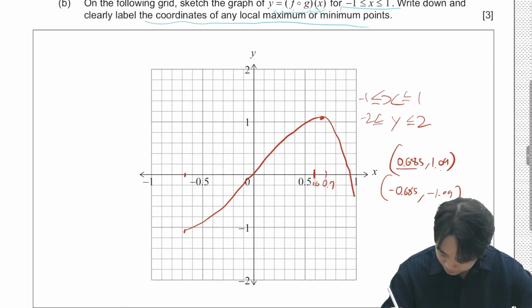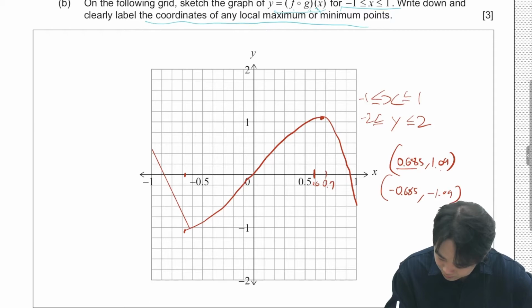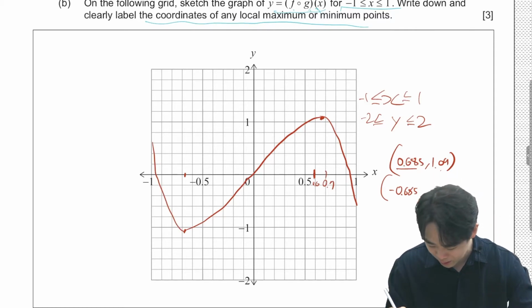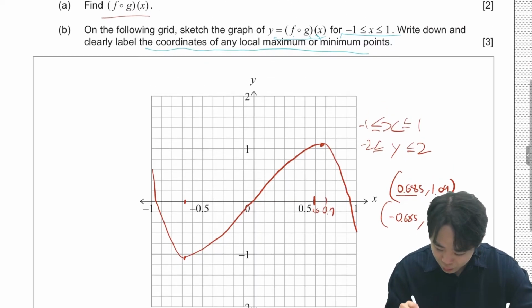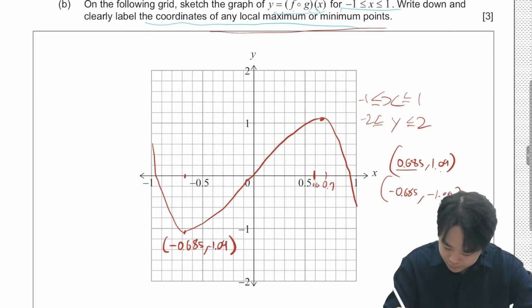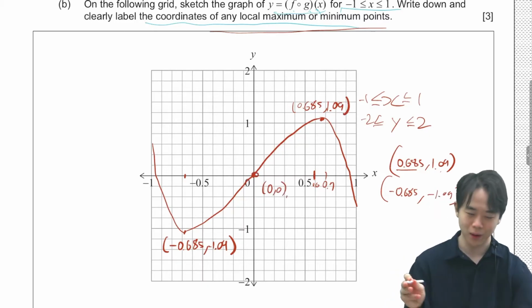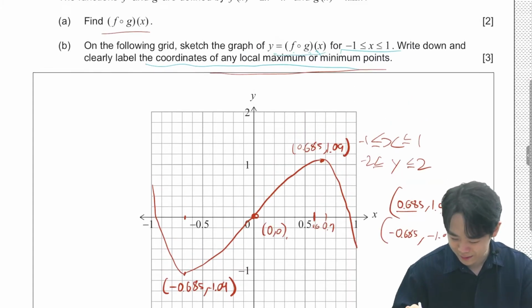And that right here. Don't want it to be too straight. We want to do it like that. Okay, and the x-intercepts were clearly less than 1 and greater than -1. And we want to label the coordinates of any local max and mins. So we just want to label these 2 points right here. That's the first one. Second one is 0.685, 1.09. I think labeling the origin is optional, but since this problem didn't request that, you're not going to get any extra points for that. Okay, so that's number 3.